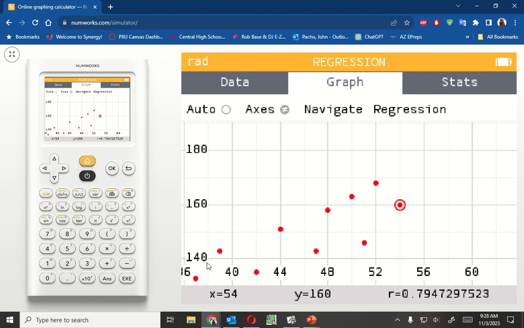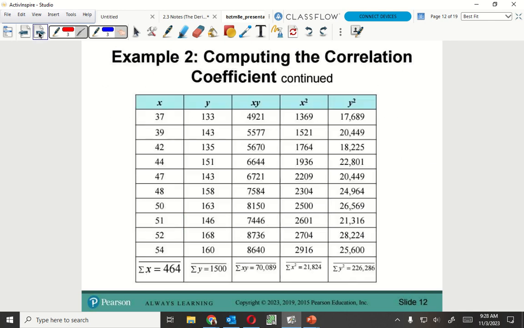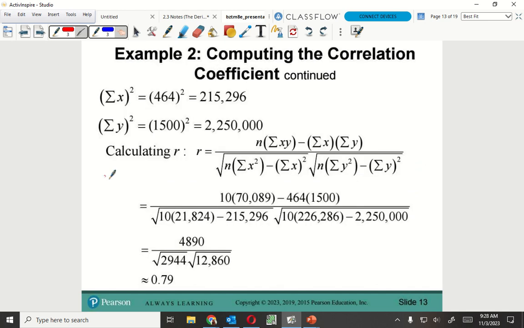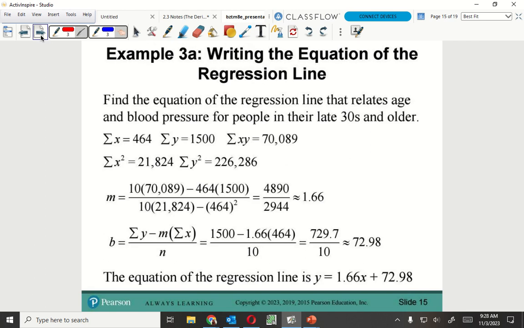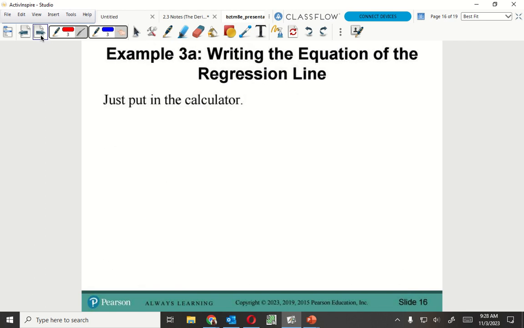All right, so let's see what my notes have to say. Do all that, do that, do that, do that. Oh, hey, look, all that just to get 0.79. Or we scroll over to just put in the calculator.